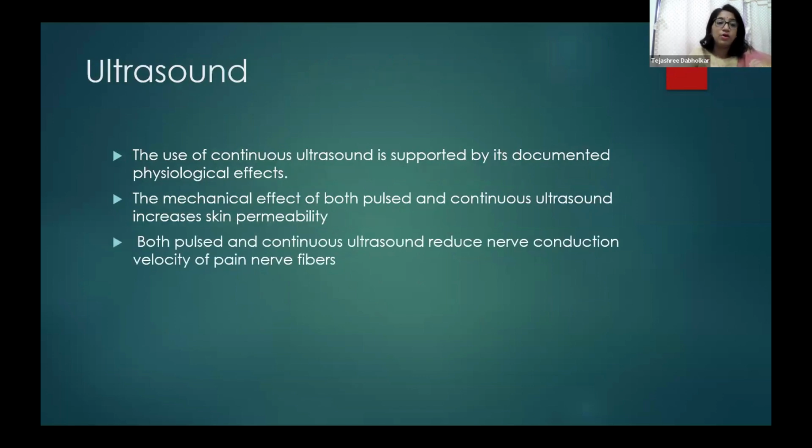Ultrasound is also having the effect. Whether you take a pulsed or a continuous ultrasound, it reduces the nerve conduction velocity of the pain nerve fibers. It has been seen to suppress the amount of pain.